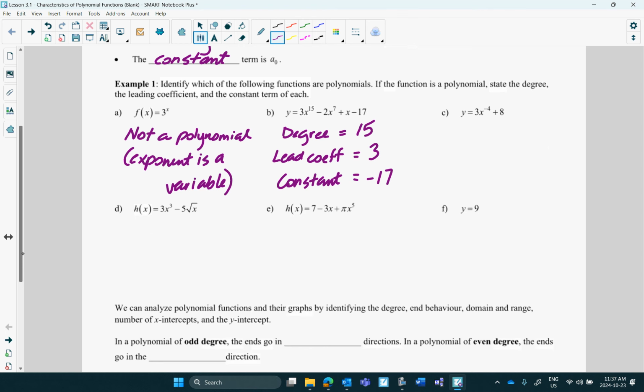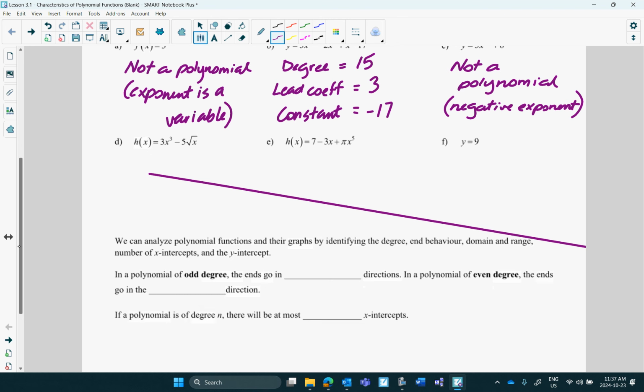How about the next one? Not a polynomial. Why? Negative exponents. How about the next one? What seems to be the problem in this one? Yeah, that square root. I mean, this is fine.